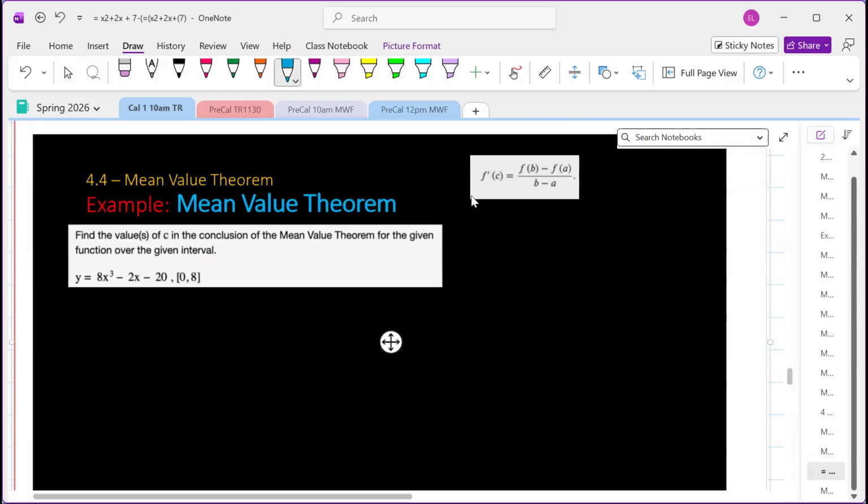So that's our conclusion of the mean value theorem. The right side of the equation is f of b minus f of a over b minus a. My 0 and my 8, those are my a and my b. So to figure out what I'm going to set the derivative equal to, I'm going to calculate the slope from x equals 0 to x equals 8. So I need to figure out what f of 0 and f of 8 are.